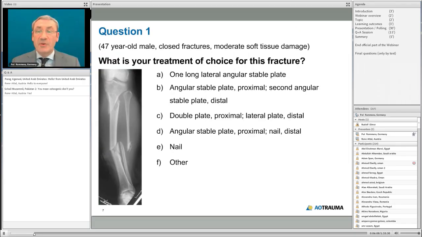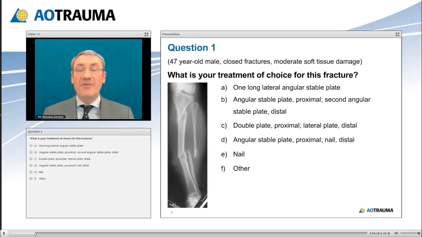Here is my first question for you. This is a 47-year-old male with a segmental fracture of his tibia. These are closed fractures and there is a moderate soft tissue damage. How would you treat this fracture? You see, we have 6 options for you.